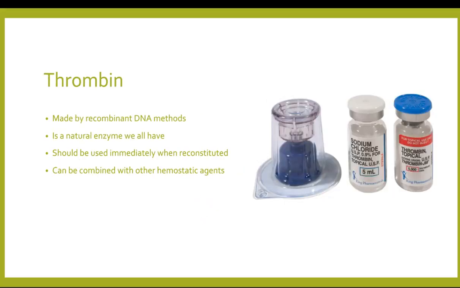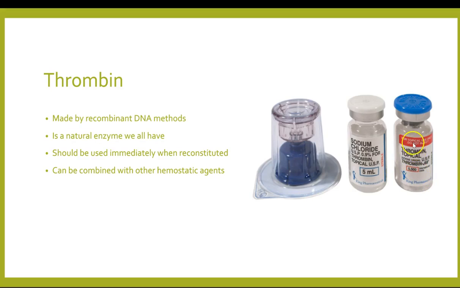And then of course, last but not least, is our thrombin. It's made by recombinant DNA methods. And this is a natural enzyme that occurs in all of our bodies. So what we're going to do is reconstitute this. Usually it comes in a package with sodium chloride and the thrombin, and there's a connector that will hook these two vials together. You put this on here, you drain the sodium chloride into the thrombin, and then you shake it up after all the sodium chloride is there, and then you'll have your thrombin.